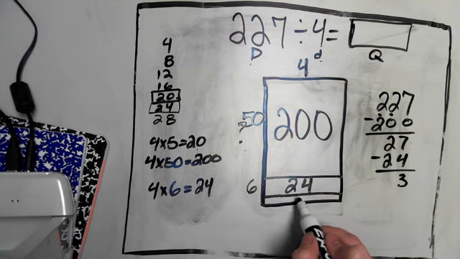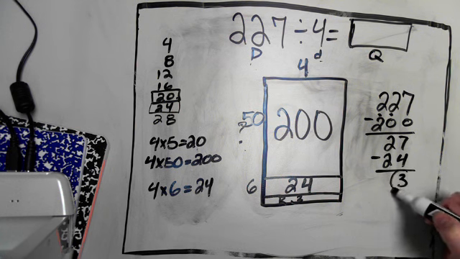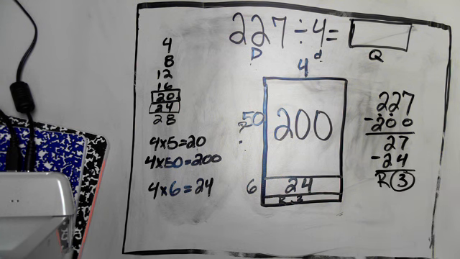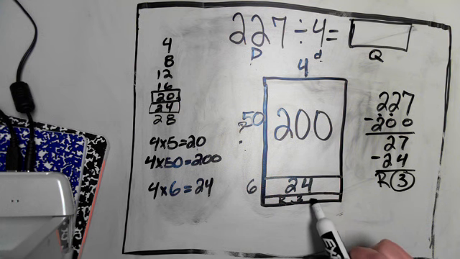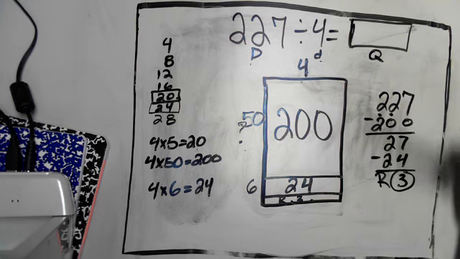But I have this extra little piece here, this remainder of 3, because 4 cannot make a 3, so I'm going to end up having a remainder. I like to circle that and put an R in front of it, showing that it's a remainder. I also like to put it in my box because I need to show that the entire area of my box has been used.